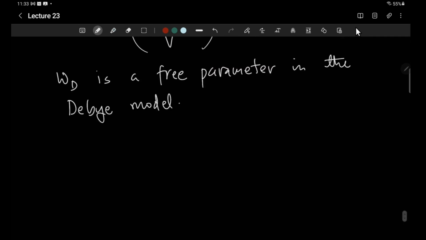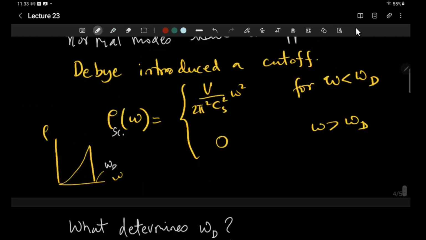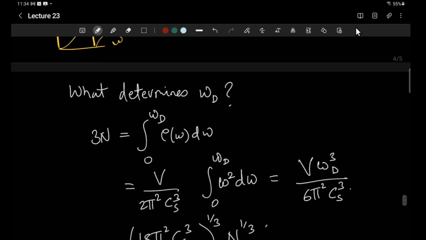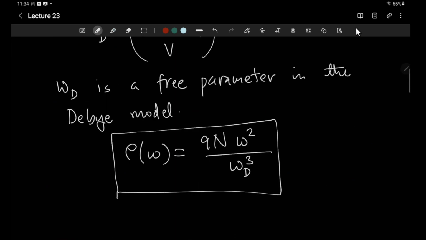So it's useful for us to ask, can we rewrite rho of omega in terms of omega d? If you just do that, you get something like this: 9n omega square by omega d cubed. It's the same formula we wrote here, but I've traded all these occurrences of v and Cs cubed for 1 by omega d cubed, with some constant factors. But what is crucial is that it's proportional to n, which one should like. So we are almost done.